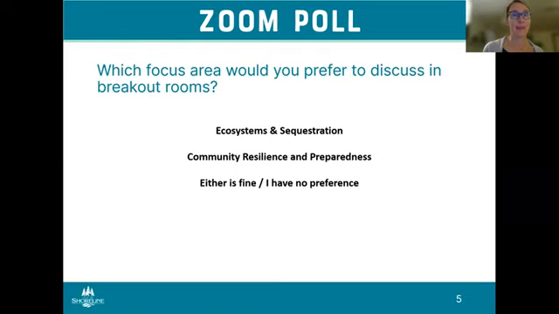If you haven't taken the Zoom poll, we'll give you all another 30 seconds or so. If you don't take it, it's fine as well, and we'll just assign you. And if you do have a preference, but you made it into the room that you were hoping not to get into, then we can easily send you back over to another room as well.